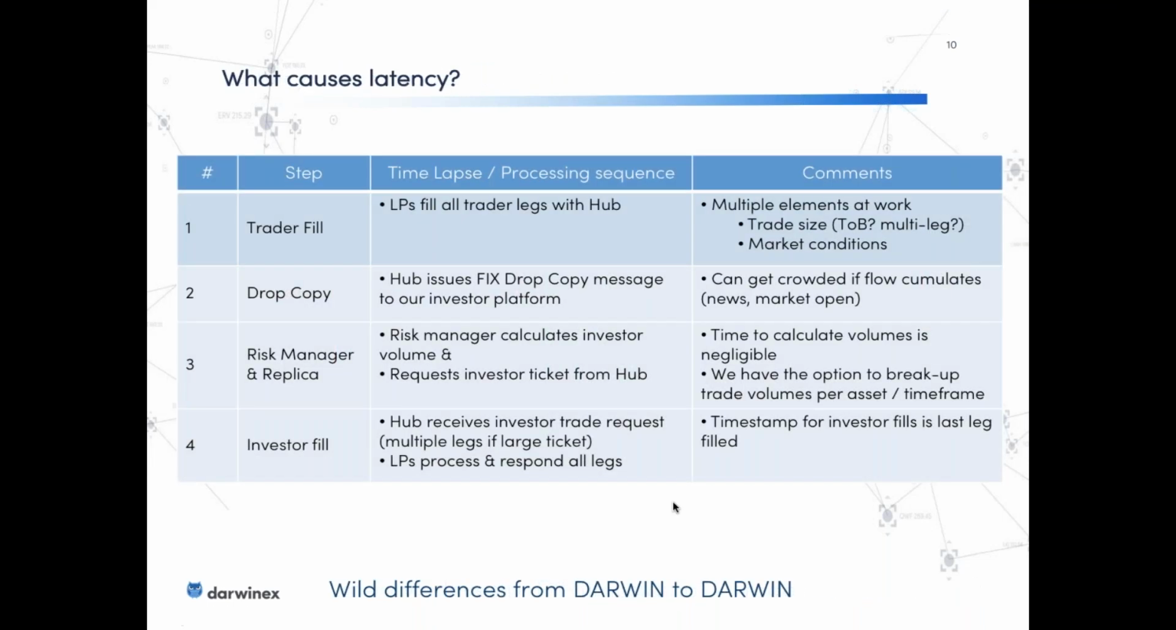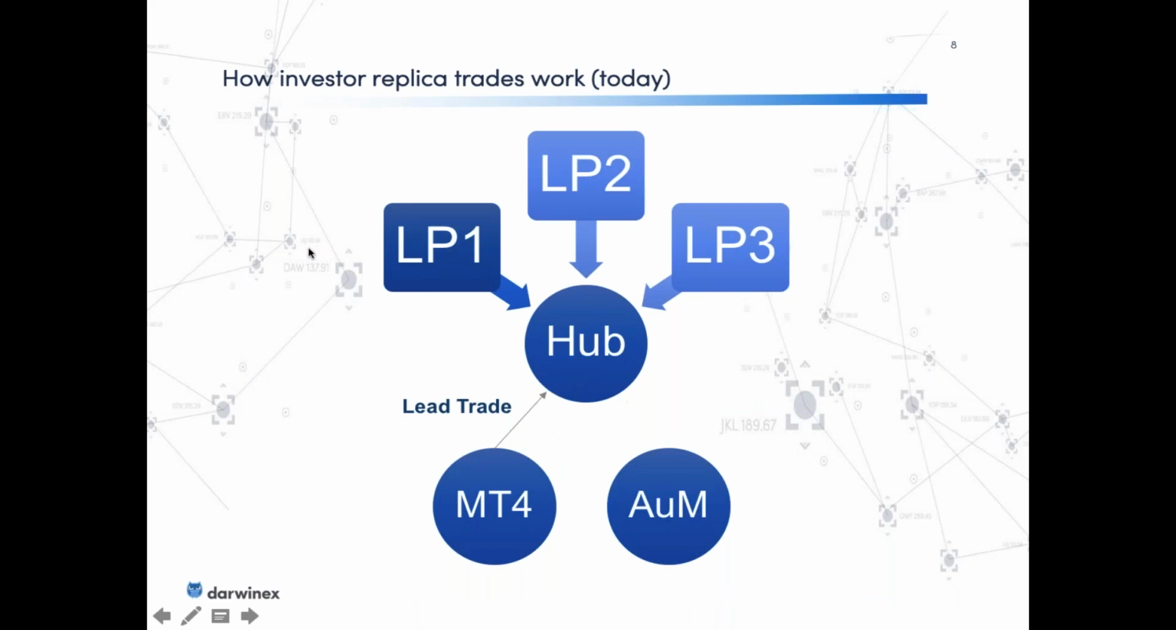Okay. Now, I wanted to go through a detailed overview of what actually causes the latency, so you understand all the different things that are at play. And that's what explains why, say, LVS typically gets filled in 0.1 seconds, whereas, say, THA can take up to 5 or 6 seconds in some cases to actually get filled. Okay, so that's the sequence that the trade goes through, and I want you to internalize how it all works. So first thing, the trader, let's go back here in the chart. The trader has sent his lead trade request. The LPs fill it, and we've got a timestamp for the trader's fill, and then the clock starts ticking.